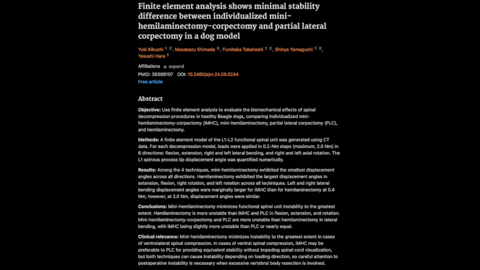Precisely. So like under flexion, all the models showed heightened stress at the articular process joint, the L2 vertebral root, and the caudal side of the vertebral body. But that differed based on the technique.